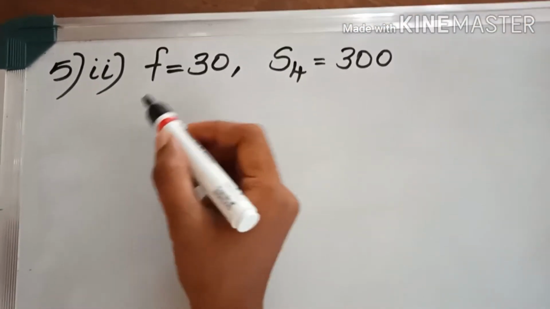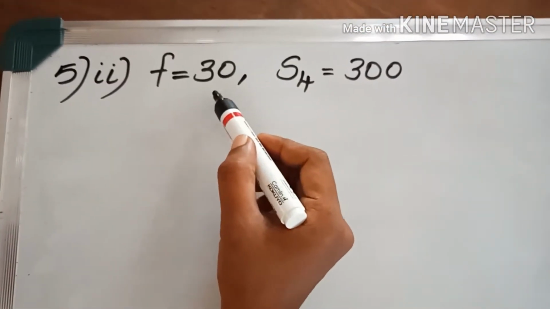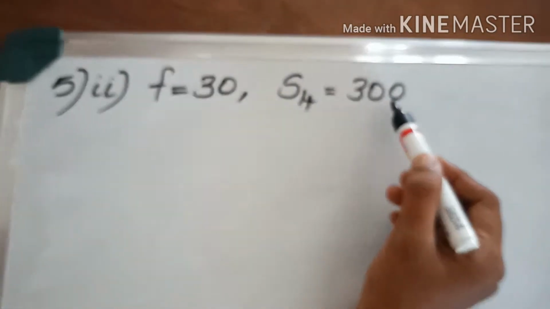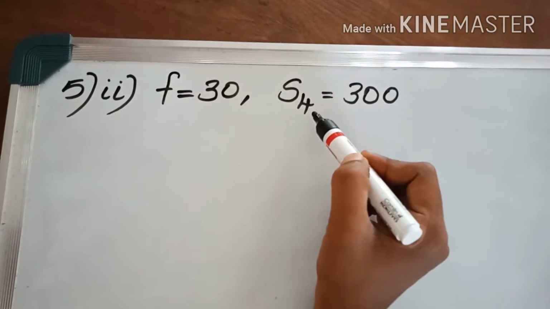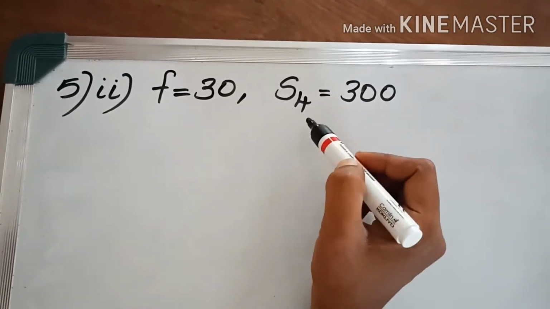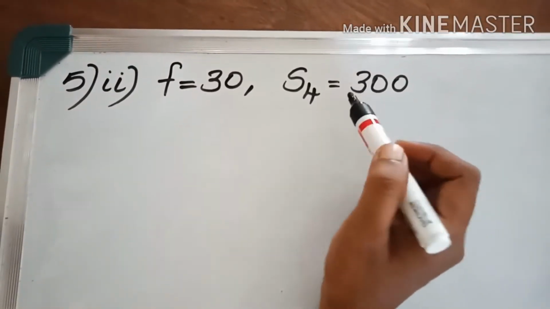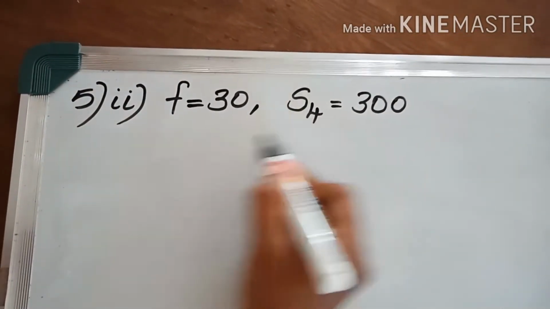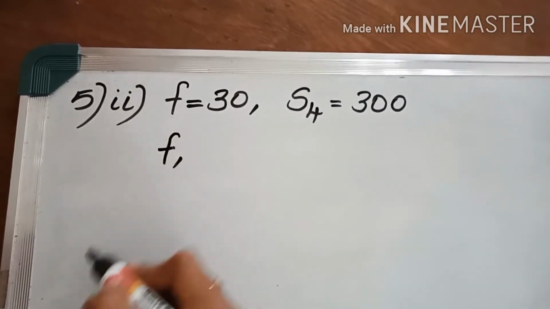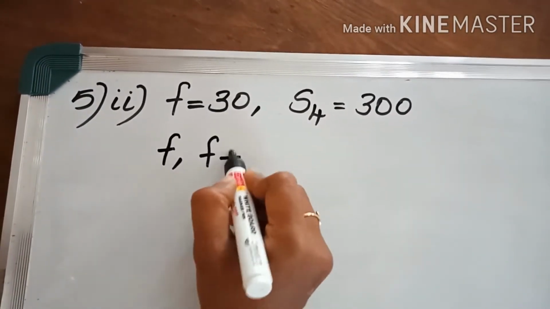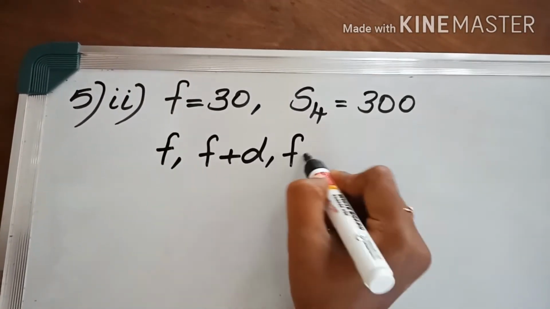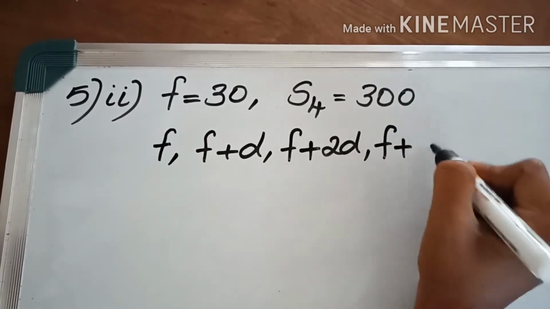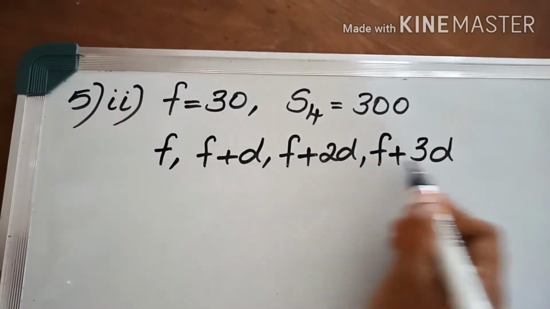In the second sub-question, the first term is given as 30 and the sum of the first 4 terms is 300. Here 4 is not an odd number, it is an even number. That means the average equation we can't apply here. So in order to find the common difference, let's take the terms as 4 terms here. First term f. Now second term will be f plus d. Then third term f plus 2d, then fourth term f plus 3d. These are the 4 terms.